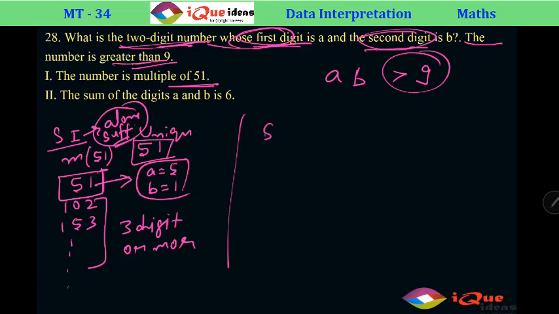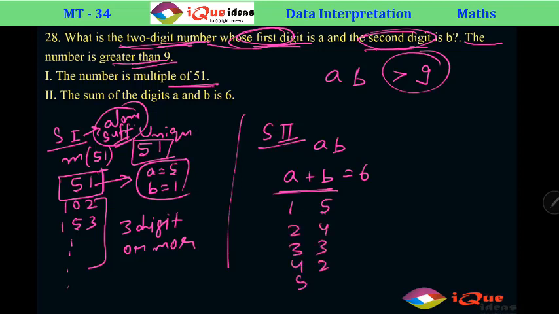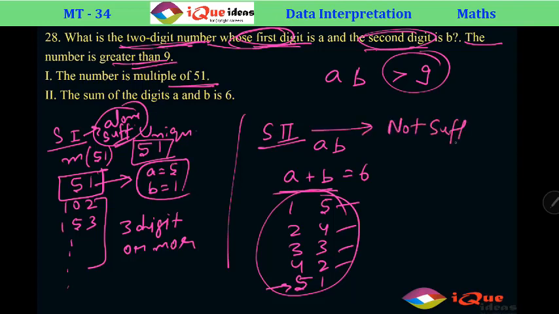Now let's take the second statement alone. Does this give us a definite answer? The sum of the digits A and B is 6. Alright, so we have a 2-digit number AB and the sum of digits A plus B is equal to 6. Now there are many possibilities here. Why? Because A plus B equal to 6 would mean 1 plus 5, 2 plus 4, 3 plus 3, 4 plus 2, 5 plus 1. Even if one of them is 51, there are many other valid possibilities. So the second statement alone does not give us a definite answer. So it is not sufficient.